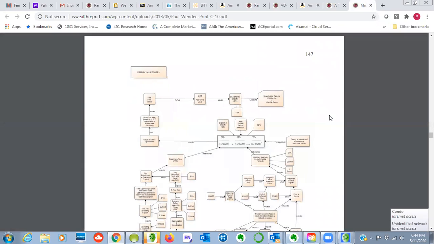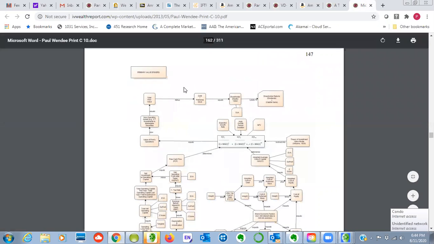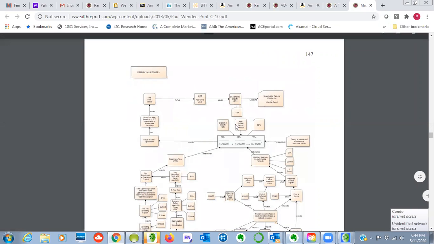And then I added a lot of other things to show this value creation process. But this part right up here, where you see my cursor, that's right out of Brigham and Ehrhardt, because they do such a brilliant job of showing how to calculate intrinsic value.